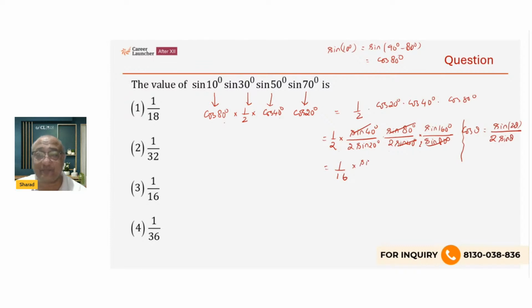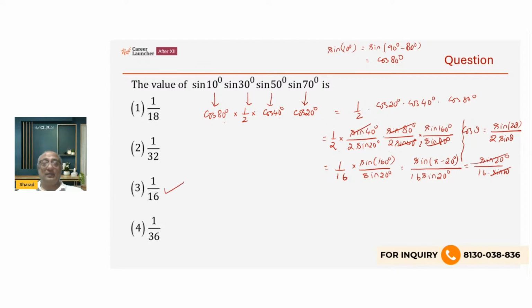But let us do the last part also. 160 degree is in the second quadrant. In the second quadrant I will write this as sine pi minus 20 degree. Pi is 180 degree. And we know in the second quadrant sine is positive. Wow. So I have got this as sine 20 degree upon 16 into sine 20 degree. Now there is no confusion. Answer is 1 by 16.